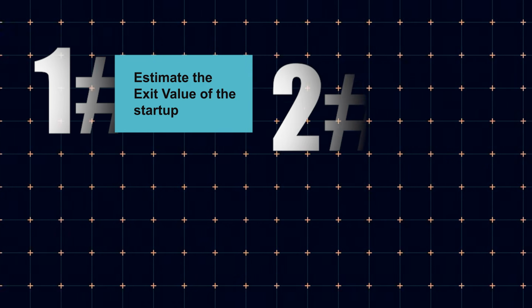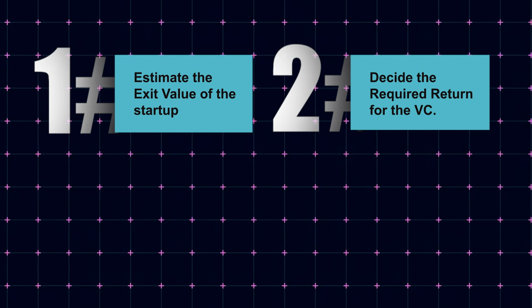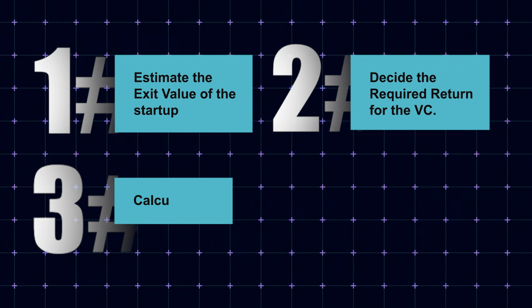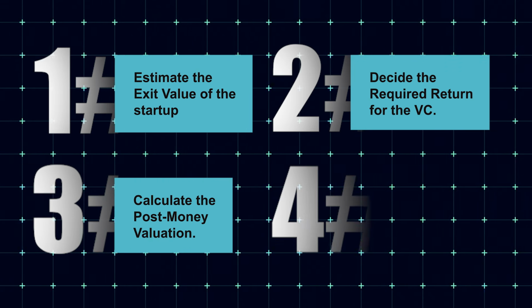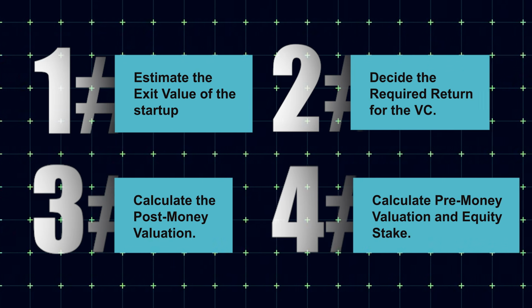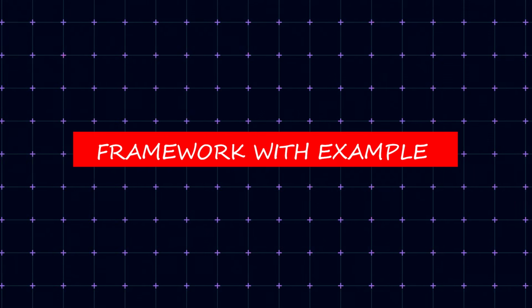It works in 4 steps. Step 1 is to estimate the exit value of the startup. Step 2, decide the required return for the VC. Step 3, calculate the post-money valuation. Step 4, calculate the pre-money valuation and equity stake. That's it. So let me walk you through each of these steps with an example. Okay, so let's move to the next part of the video where we'll understand this process with an example.